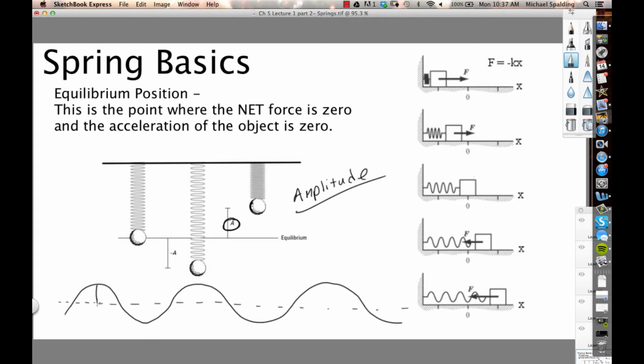So for a wave, here, there's the amplitude. It's the maximum distance from the equilibrium. There's the amplitude. Amplitude is maximum distance from the equilibrium. Okay, let's keep moving.